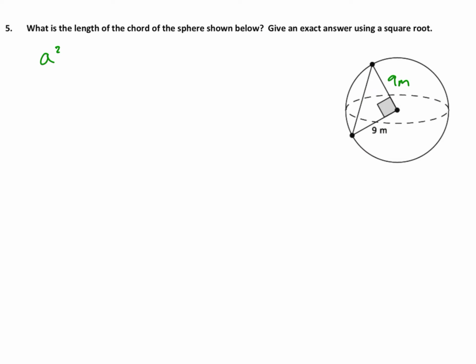So using the Pythagorean theorem, we have 9 squared plus 9 squared equals c squared. 9 squared is 81. And when you add 81 plus 81, you get 162. And to solve it for c, we need to square root both of those sides. And the units are meters.